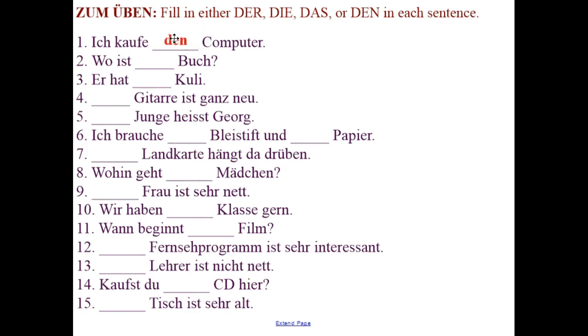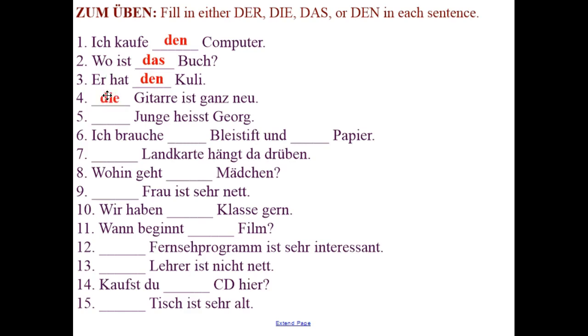Ich kaufe den Computer. I buy, what do I buy? The computer is the direct object of a masculine word. Der changes to den. 2. Wo ist das Buch? Where is the book? Das never changes, so it would stay das. 3. Er hat den Kuli. He has the pen. Der Kuli would change to den. With that question, he has, what does he have? The pen is the direct object.